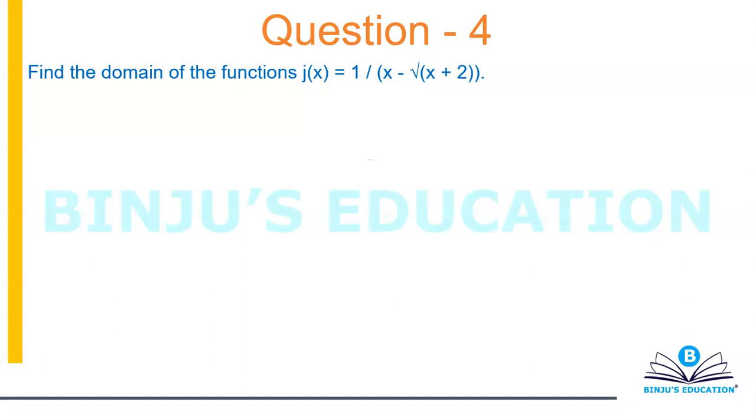Pause the video and try this question. I'll rewrite this function for you. This is 1 over x minus root of x plus 2. Try to calculate the domain for this function.